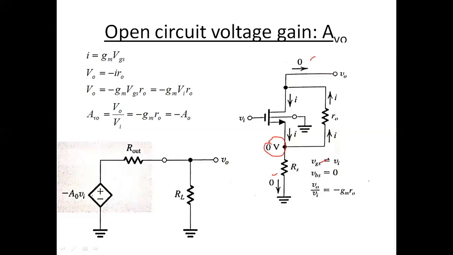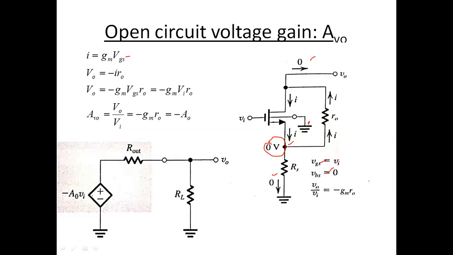Okay, VGS equal to VI, so VBS is 0 because body is already grounded, source is already grounded. Now V0 by VI you have to calculate. Now applied voltage will be converted into current. That current is called GM into VGS, or GM into VI. That GM into VI is very simple.